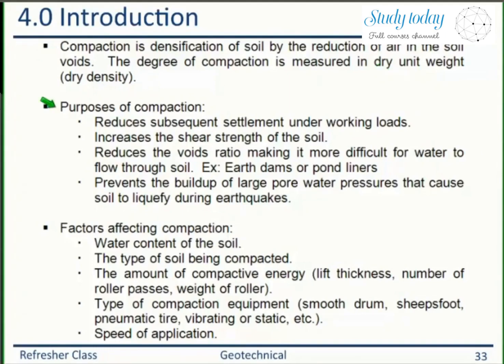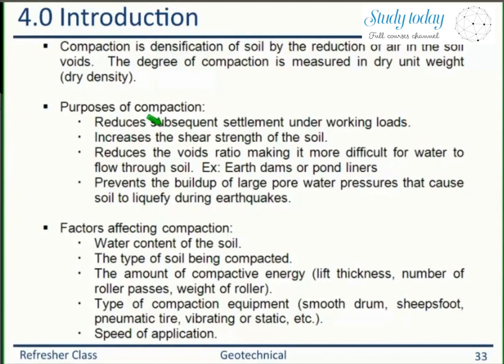The reason that we need to perform compaction is in order to make the substrata, the subgrade, stronger so that there will not be settlement under your working loads. And as the soils are compacted and densified, shear strength will increase. So when it's densified, the relative density increases, shear strength increases.